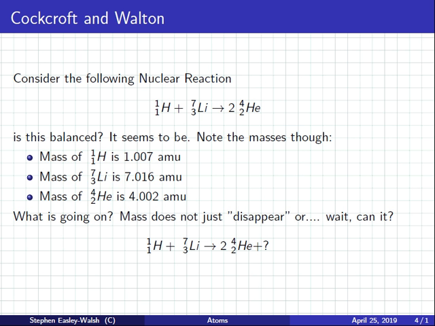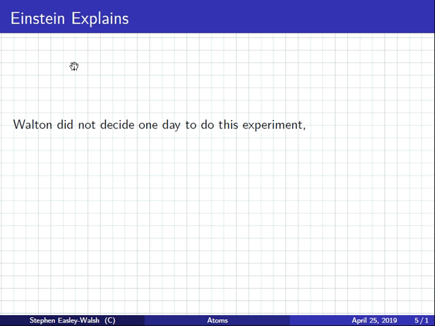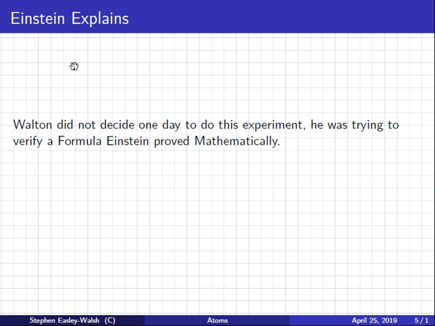Okay? Yeah? So, why did Walton do this experiment with Cockcroft? They didn't just wake up one morning and decide to do this experiment. They didn't wake up and say, let's fire some hydrogen at some lithium. What they were doing was they wanted to prove a formula, and this is a formula that they read from Einstein. Einstein, you know Einstein?